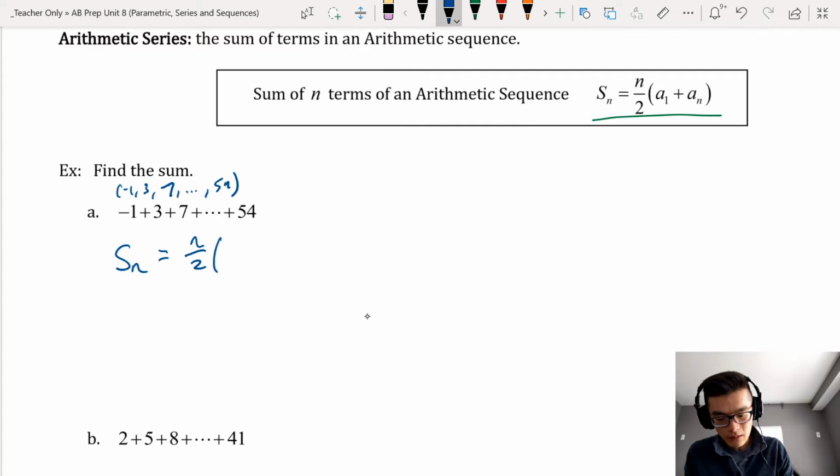The first term is -1. Last term is going to be 54. Oh, actually, this is a mistake. This should be 55. I tried this before, and this was wrong because it wouldn't give us a nice number, so it's going to be 55.